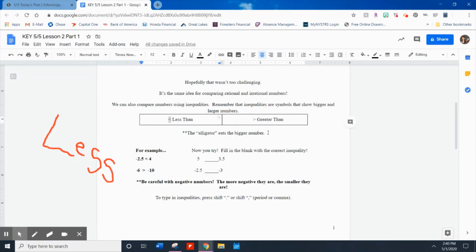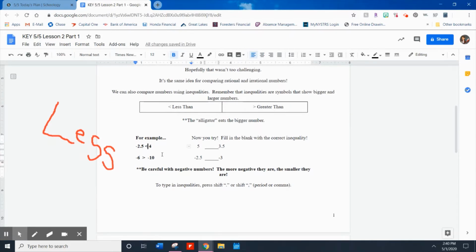The other trick that I like to use is the alligator analogy. Looks like an alligator mouth. Alligator's always going to want to eat the bigger number. So this here, it says negative 2.5 is less than 4. Makes sense? It's a negative number. Then we have negative 6 is greater than negative 10. Be careful with negative numbers. Remember, the more negative it is, the smaller it is. So even though you might look at this and be like, hey, 10 is bigger than 6. Yeah, positive 10 is bigger than positive 6. But when you think of negatives, it has that opposite effect.